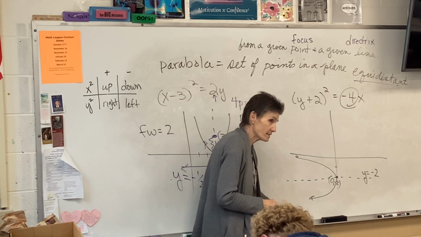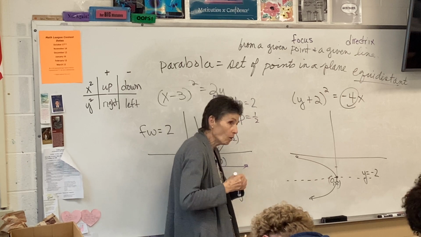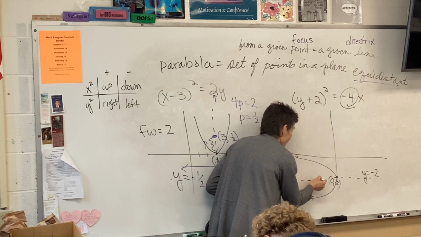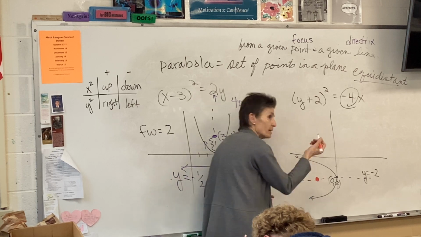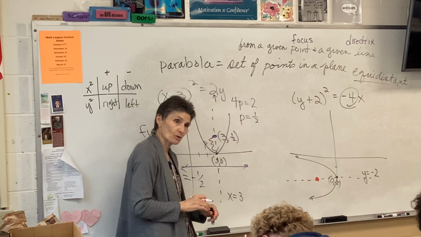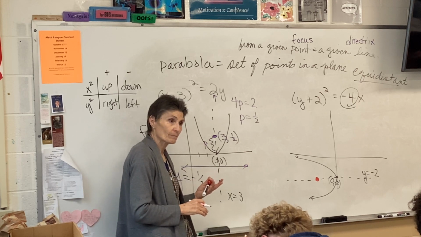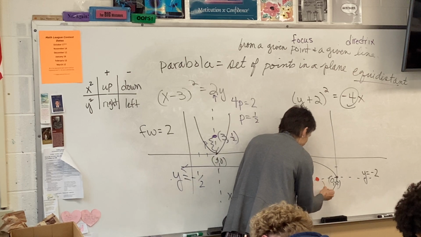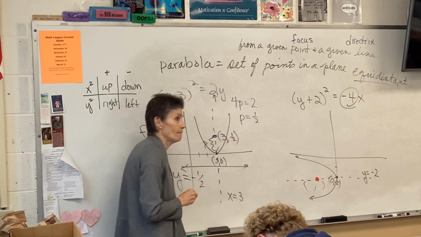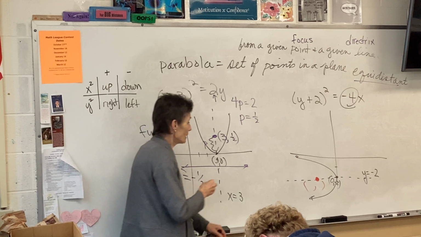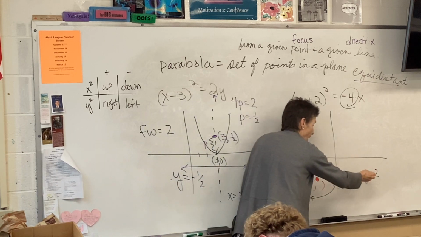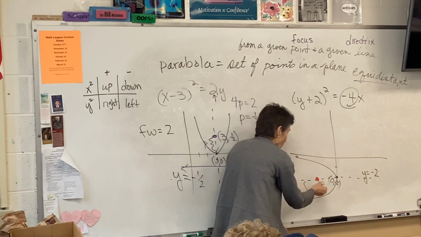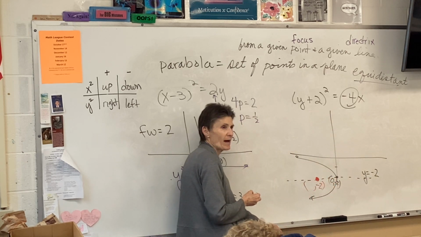My focus is always inside my parabola on the axis of symmetry. So I'm just gonna put it in there. Remember, I'm not grading your picture. Get it in there. And now I need to find the coordinates of that point. That's my focus. It is on this line, which automatically means its y is -2. Would you agree with that?